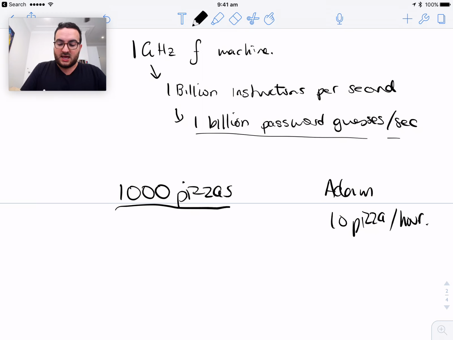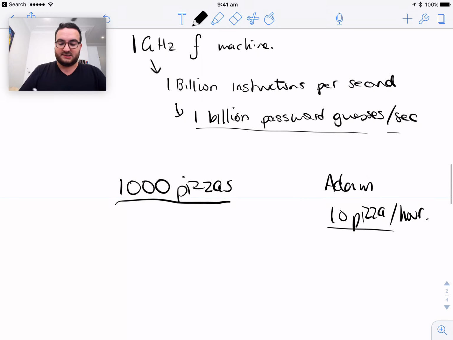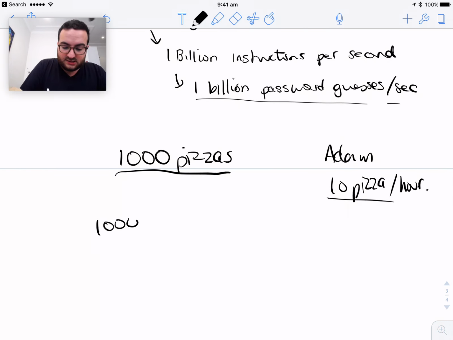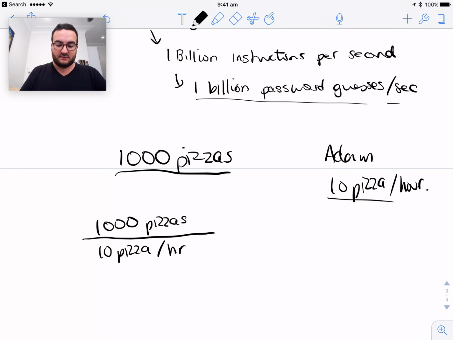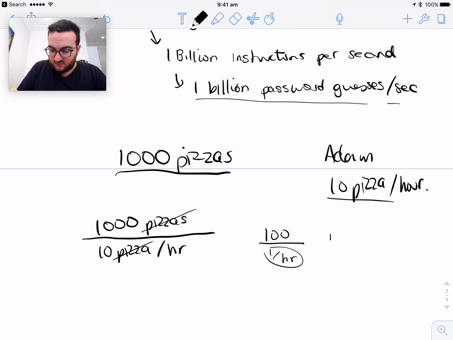I just take the 1,000 pizzas and I put it over the 10 pizzas. So I say 1,000 pizzas divided by 10 pizzas per hour. Well, we just cancel, right? We cancel pizzas, and what we get is 100 over 1 over hours, which, because that's on the bottom, just becomes 100 hours.